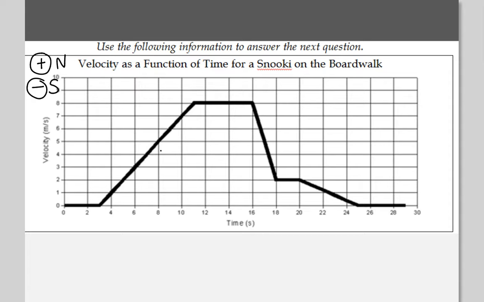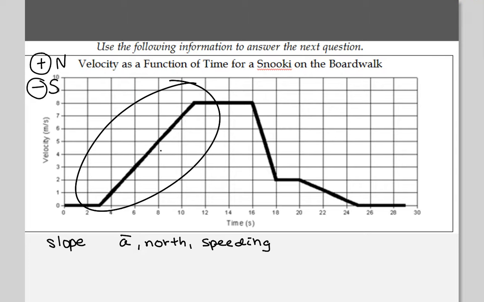So acceleration, though. How do you find acceleration from a VT graph? Slope. So write that for the first bullet. Slope. So accelerating north, she would need to be speeding up or slowing down? Speeding up. So positive accelerations, positive slope. Where do you see positive slope? This section? Let's calculate the slope of that section.